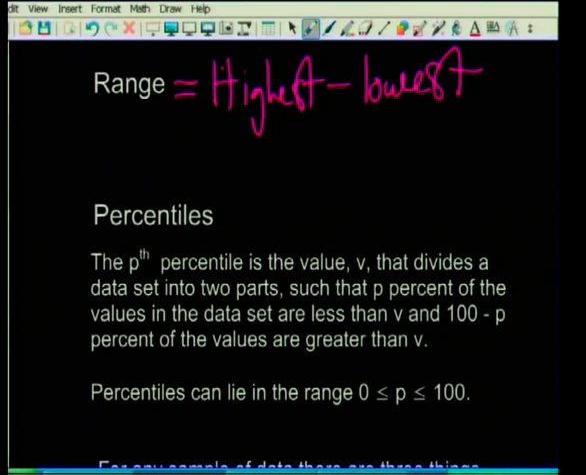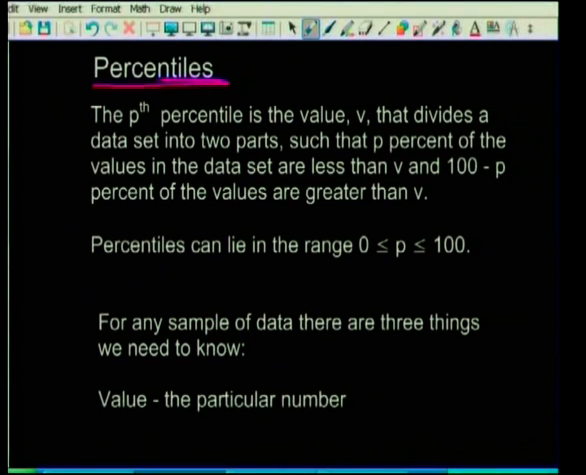So if a whole lot of kids wrote a test in class and the top mark was 90 and the bottom mark was 30, then the range of the marks would be 90 minus 30, which is 60. Right, then let's quickly talk about percentiles.